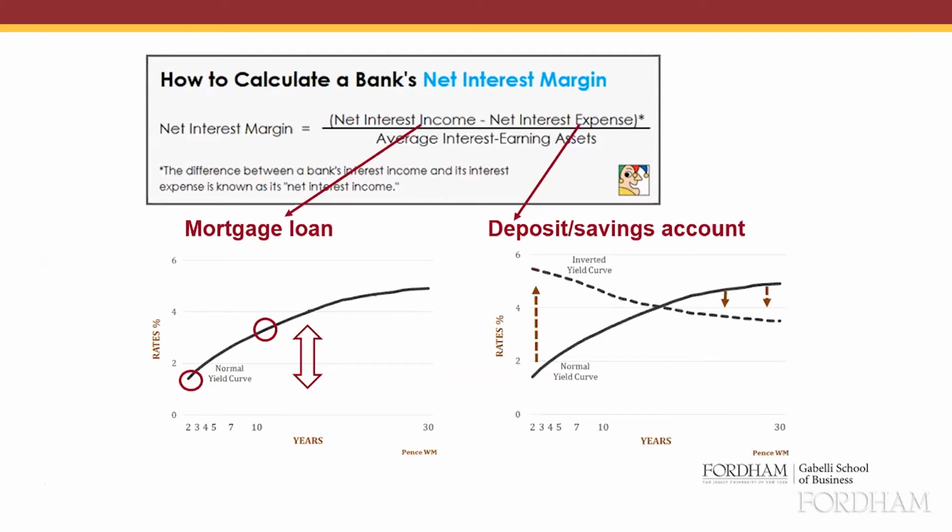When we have an inverted yield curve, the numbers change dramatically because now the cost of funds, the net interest expense, has turned higher than the income that the bank receives. So this means that for every new loan that the bank gives out, they're losing money. They're paying more for the deposit than the interest that they receive from granting the mortgage loan.